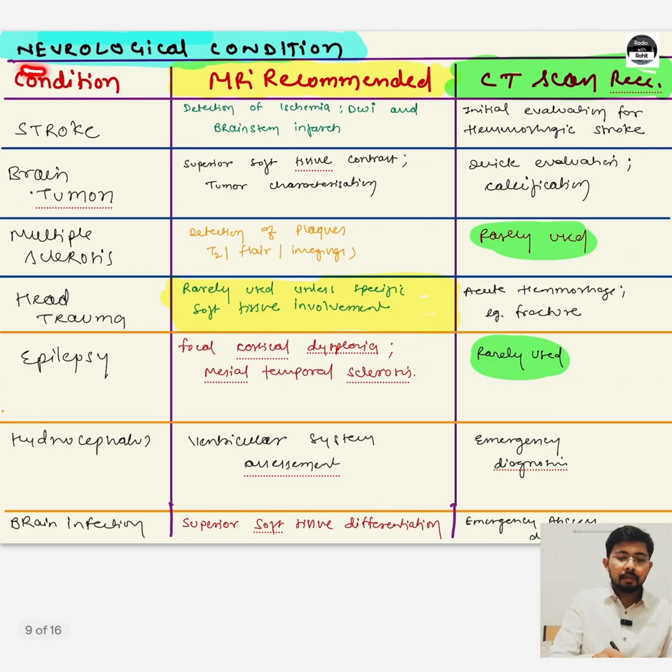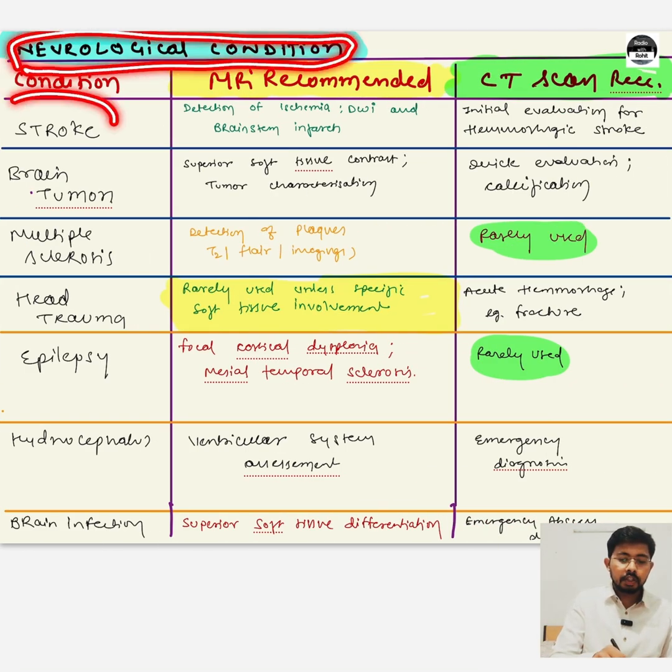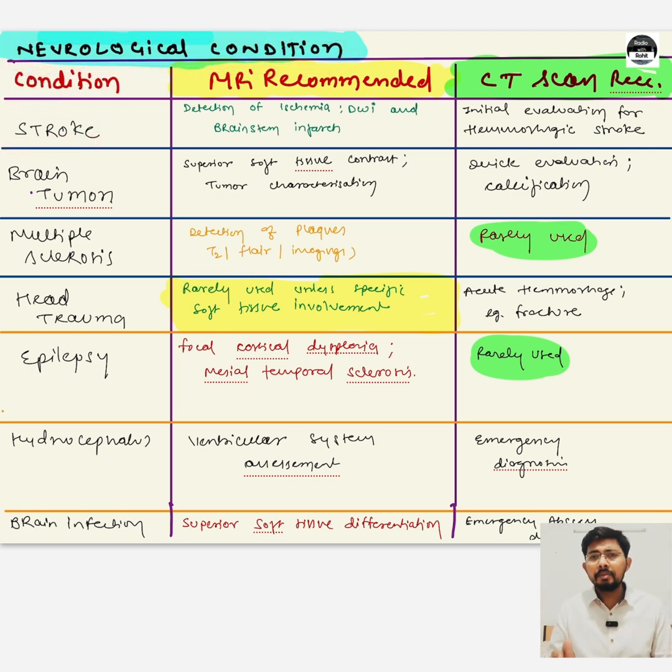Here, we have the neurological conditions. First one is stroke. If the patient has early ischemic changes, we can prefer diffusion weighted imaging, or the brain stem; in fact, we can prefer the MRI. But for the initial evaluation of a hemorrhagic stroke, we have to prefer the CT scan because it takes a short time, so the patient can go for treatment.